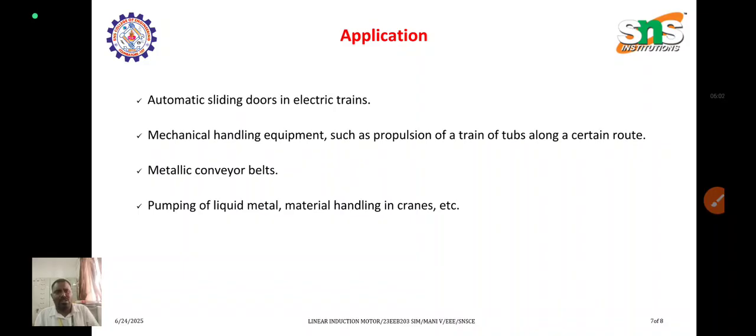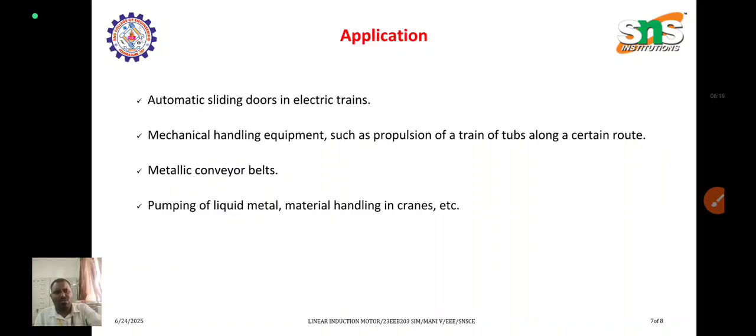It can be used in automatic sliding doors, in electric train walls or some other places, and to handle mechanical equipment such as trains of tubes along a certain route, metallic conveyor belts, pumping of liquid metal, and material handling in cranes, etc.